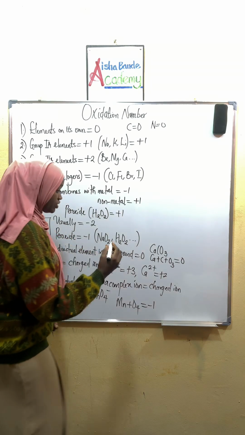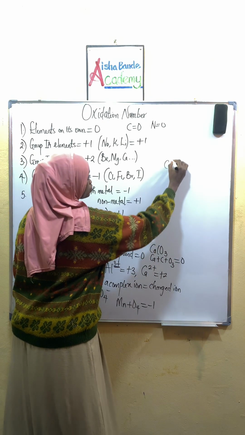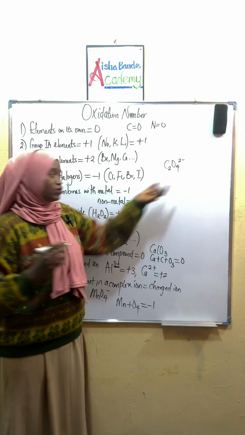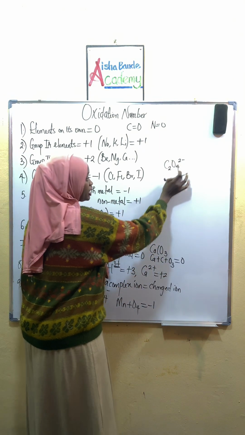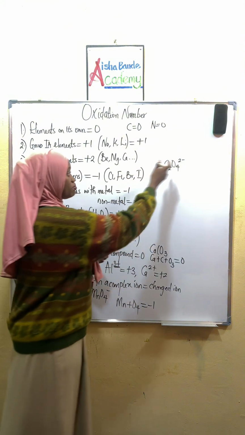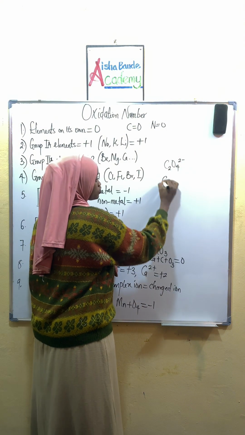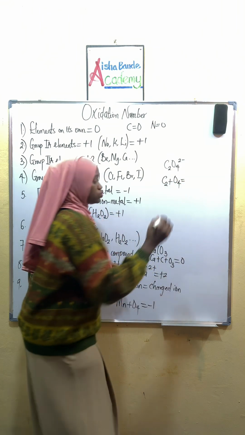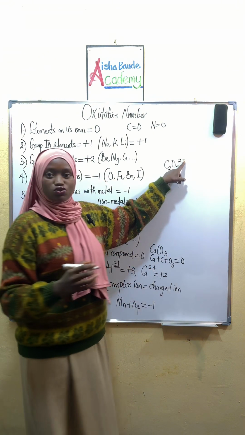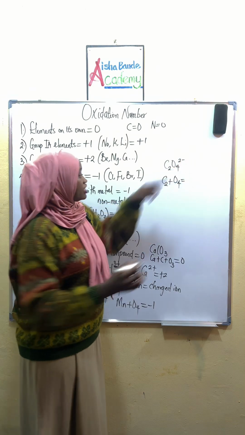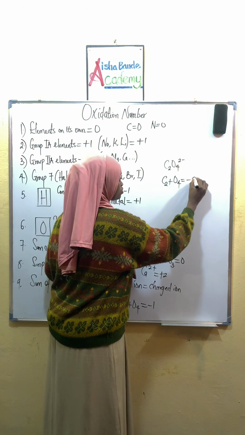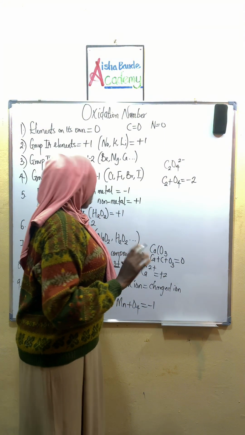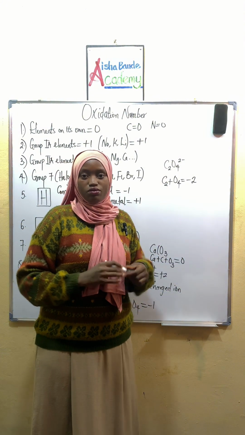Another example, we have C2O4 2-. This is also a complex ion. So the sum of the individual elements in this complex ion is equal to the charge. So here we have C2 plus O4 is equal to the charge on the ion, which is -2 because here we have 2 minus. So the oxidation number total here is equal to -2. So this is what rule number 9 is all about.